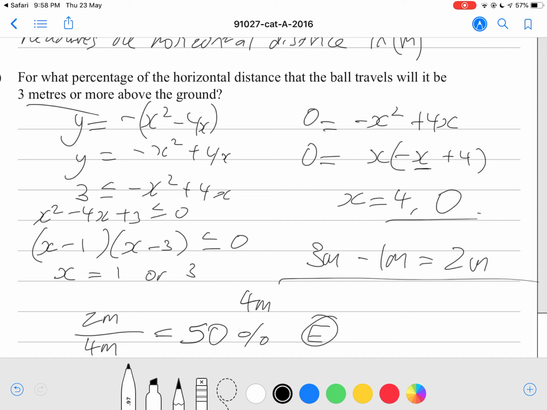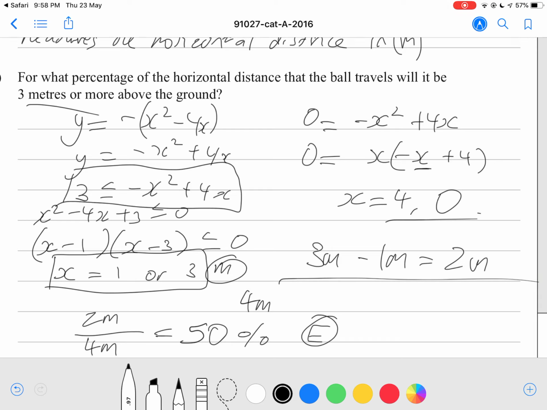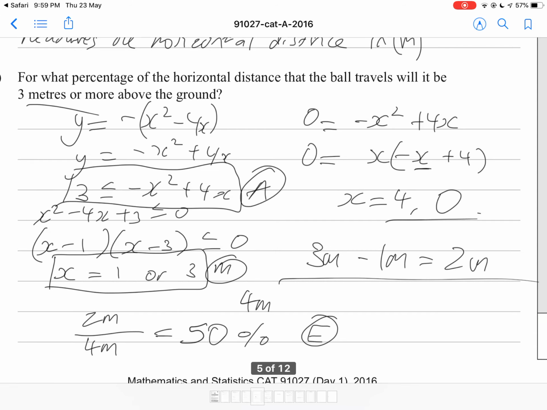Okay, so getting all the way here is an excellence, okay? To solve the equation, you'll get a merit. So basically, if you're getting x equals 1 or 3, you'll get a merit grade. To get an achieved grade, you're going to make it equal to 3, okay? So you're going to say 3 is less than or equal to negative x squared plus 4x, okay? So basically, getting here will get you an achieved, okay?